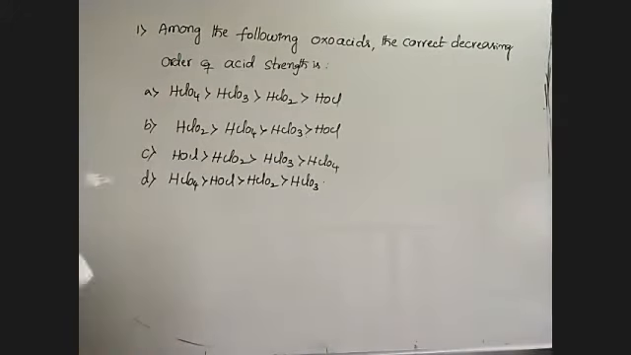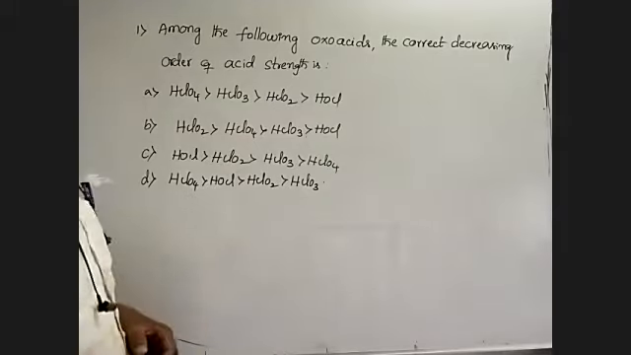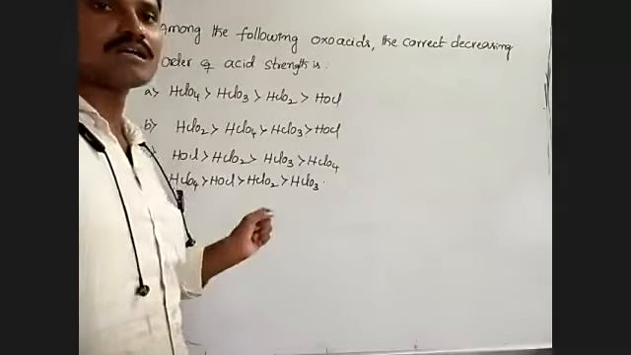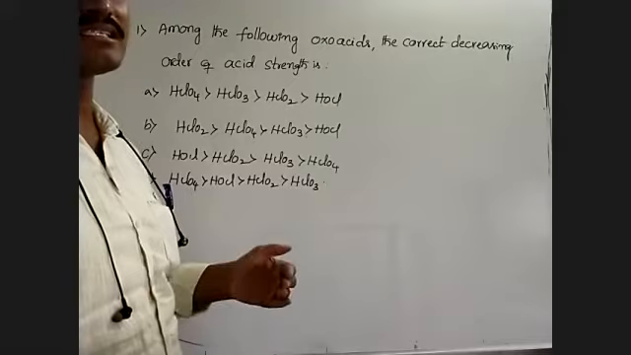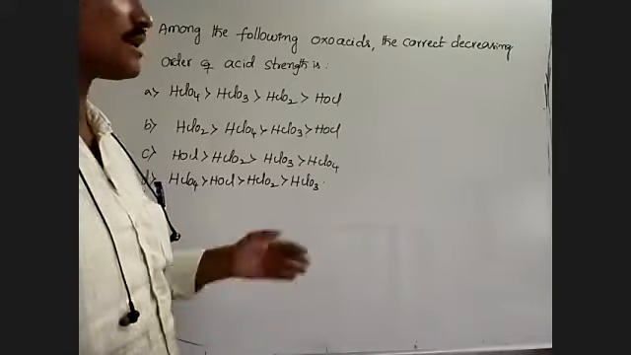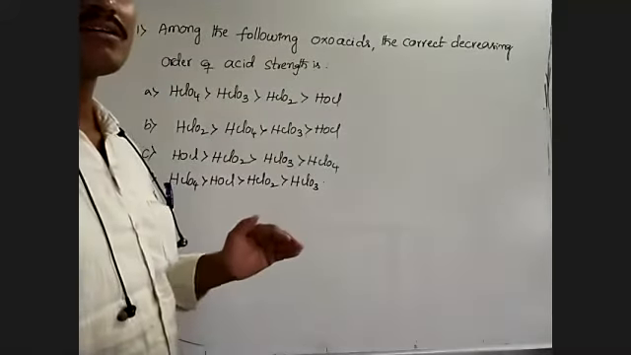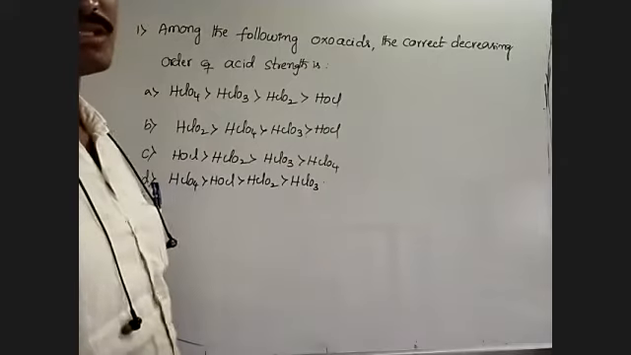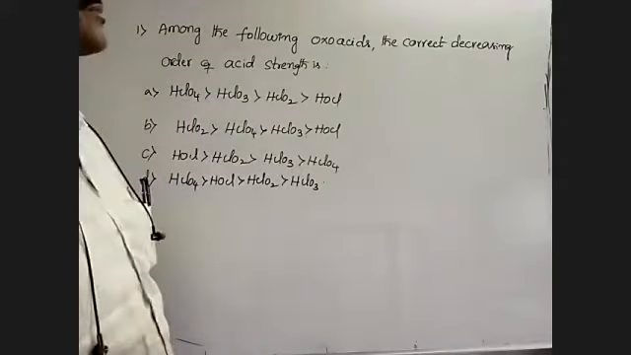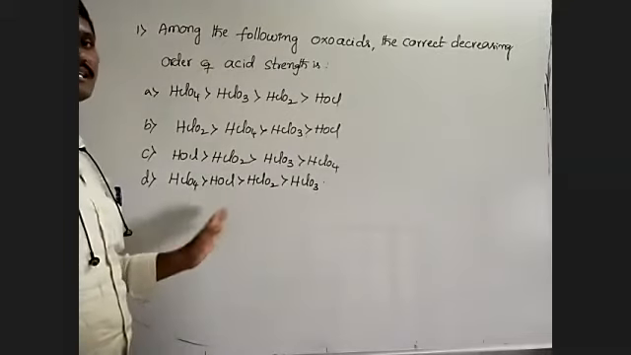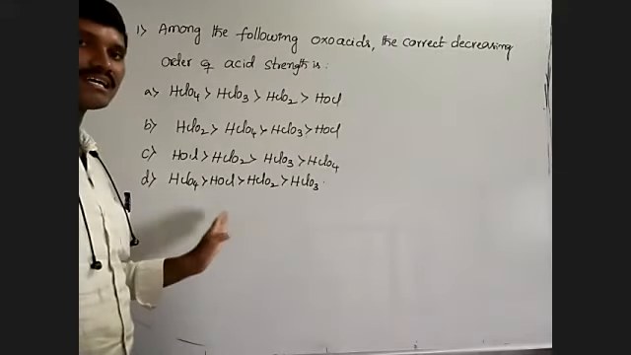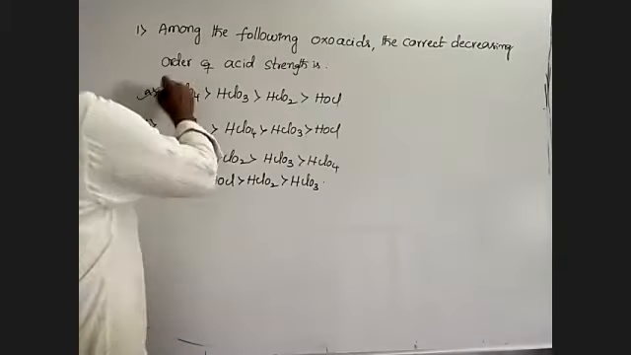Among the following oxo acids, the correct decreasing order of acid strength. Generally, acid strength is based on the oxidation state. That means acid strength is directly proportional to the oxidation state. As the oxidation state increases, acidic strength also increases. So decreasing order means oxidation state decreases and acidic strength also decreases. That means option A is the correct one.